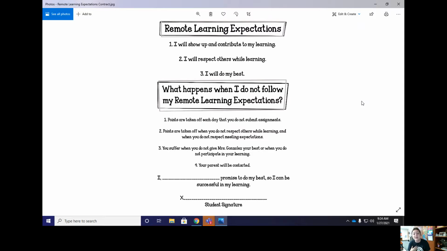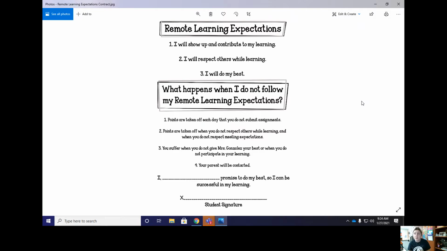And I don't want that, because this is such an easy thing to have 100, and it's such an easy thing to complete. If you're doing what you need to be doing and you're following the expectations by showing up and contributing to your learning and being respectful and doing your best, it should not be hard.